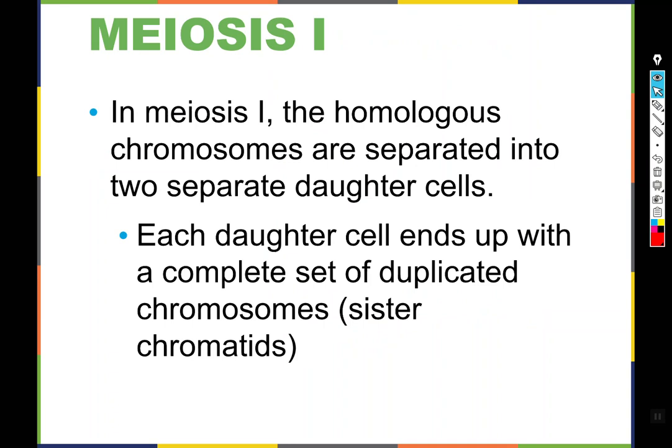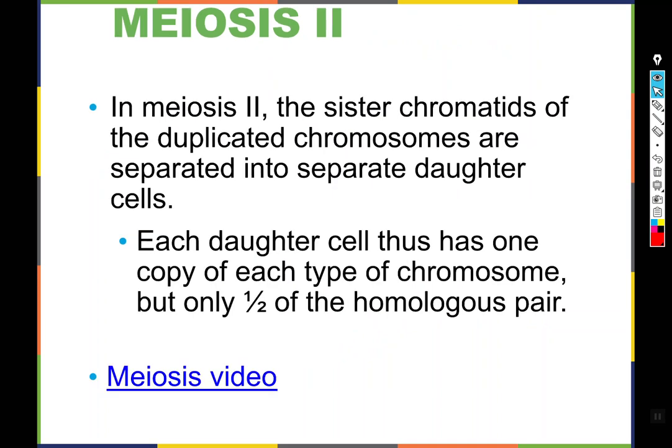So in meiosis 1, homologous chromosomes are separated into 2 separate daughter cells. So each daughter cell ends up with a complete set of duplicated chromosomes, but not a complete set of homologous chromosomes. And that is why, after meiosis 1, the cell is considered haploid. So even though they have a complete set of duplicated chromosomes, that just means that they're duplicated, not that they're homologous. So now we have single N.